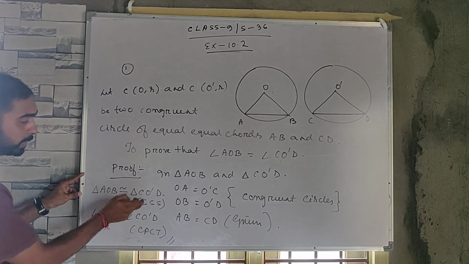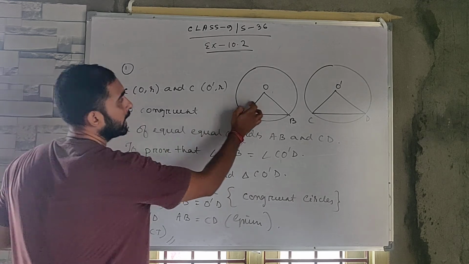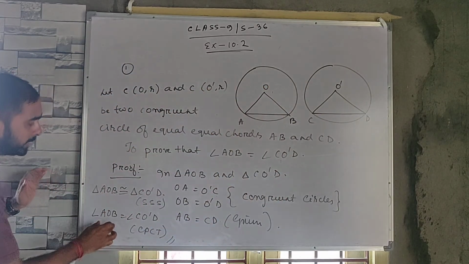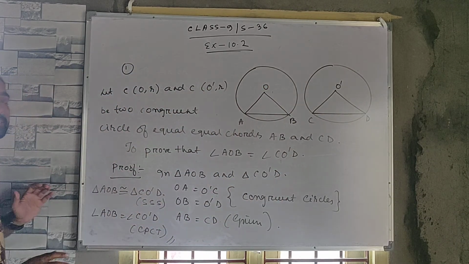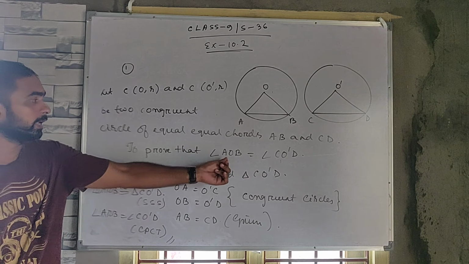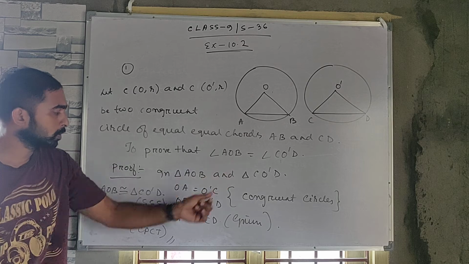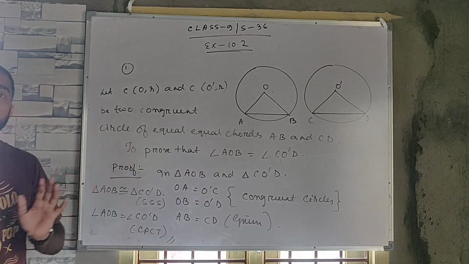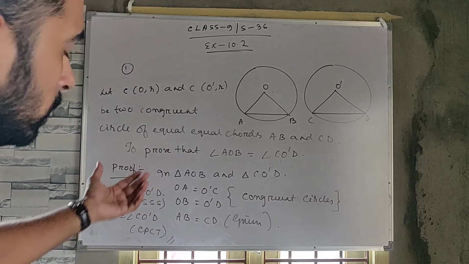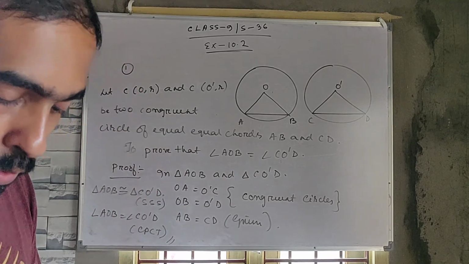So this congruence is by side angle side. Here side, angle, side. So they are congruent by side angle side. Then AB equals CD by CPC. That is the difference. The rest is the same. Just instead of this being given, we will prove that AB equals CD. So this is the different thing in question 1 and question number 2.